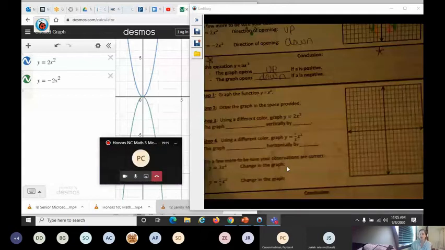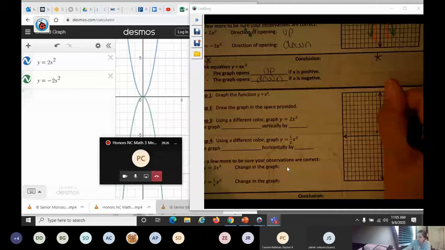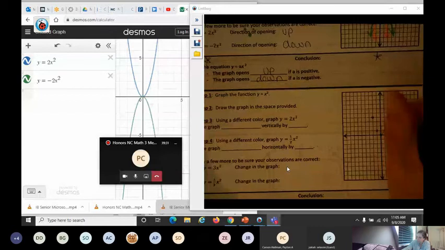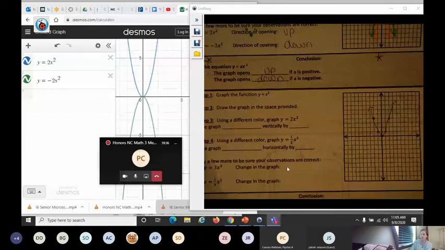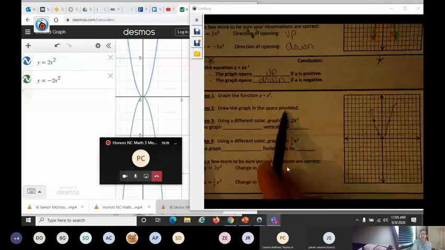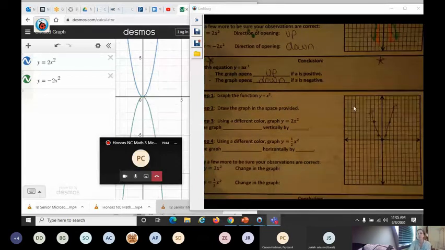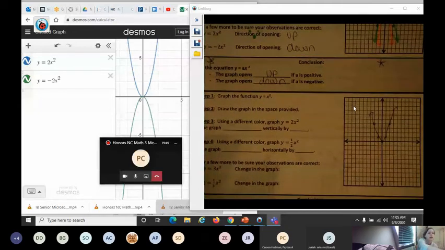Okay, so we're going to shift on up. Now it asks us to graph the function y equals x squared. So we're going to go ahead and graph that in just like we've been doing. And then in step 3, it says draw the function. You could have graphed it in Desmos if you weren't exactly sure, and then it wanted you to go ahead and draw it. In step 3, it says using a different color, graph y equals 2x squared.